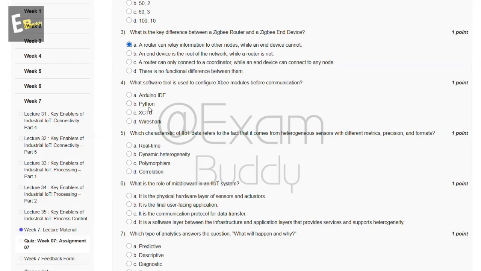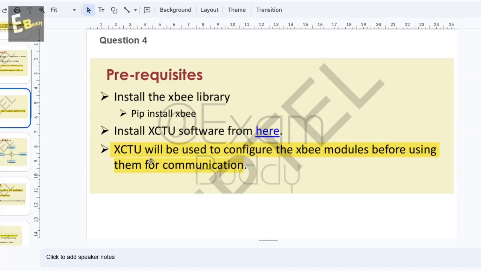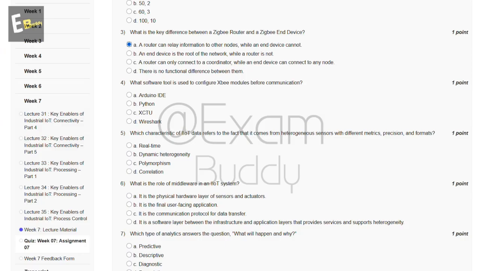Now the fourth question is, what software tool is used to configure XBee modules before communication? So these are the options. And now let's check the answer of our fourth question. So question fourth, XCTU will be used to configure the XBee modules before using them for communication. So the answer of our fourth question is C.